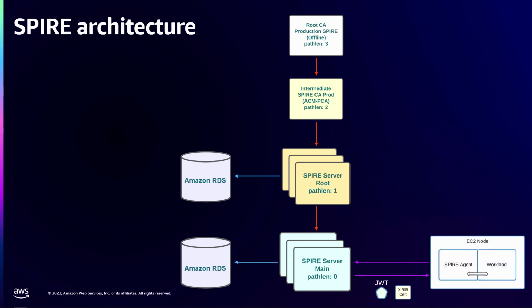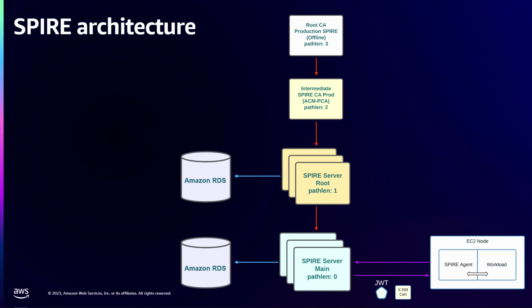So right here on the bottom right, we have an EC2 node. As you can see, this was the previous one that I showed. You have the SPIRE agent right there. When the EC2 node is coming up, that SPIRE agent will make a request out to the main SPIRE server. Here is where the node attestation will happen. The main SPIRE server will validate the instance identity document of that particular EC2 instance.